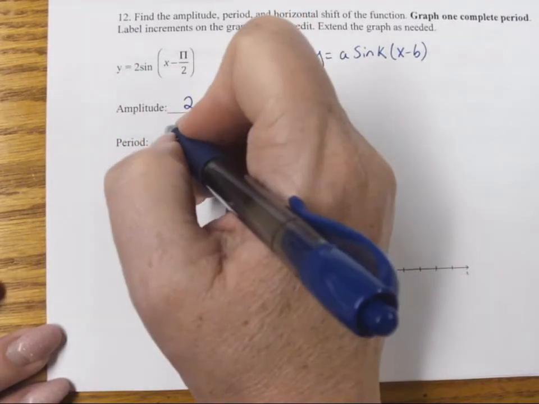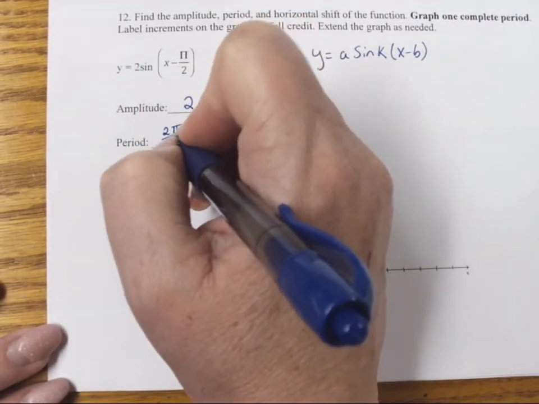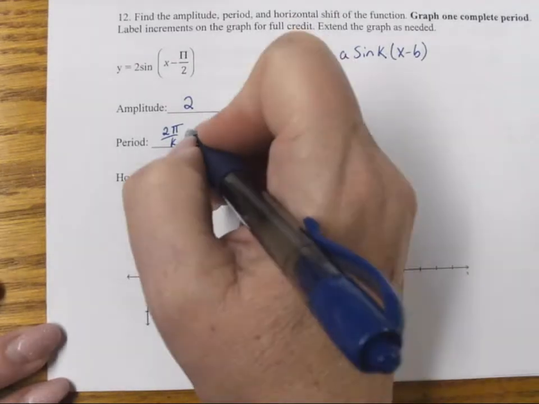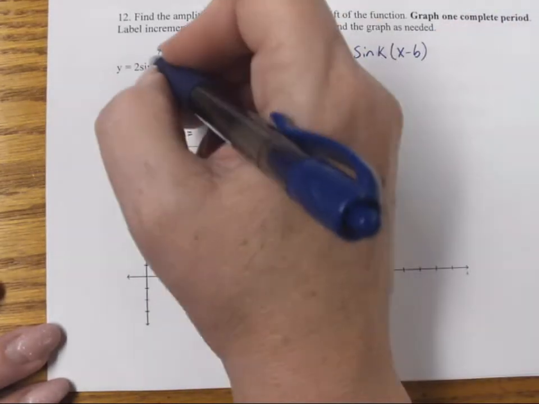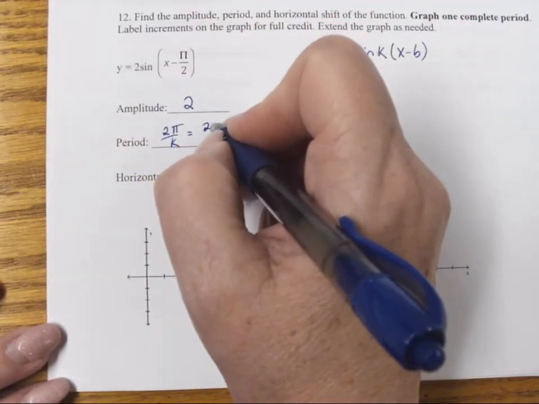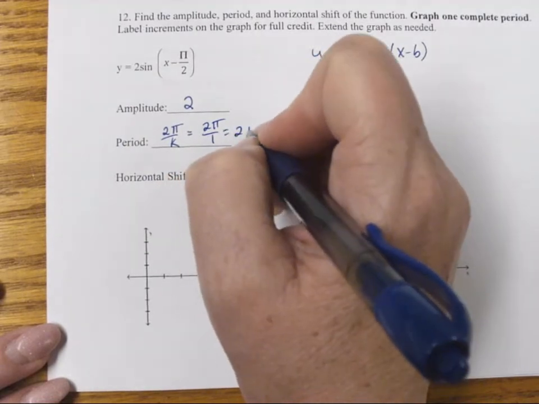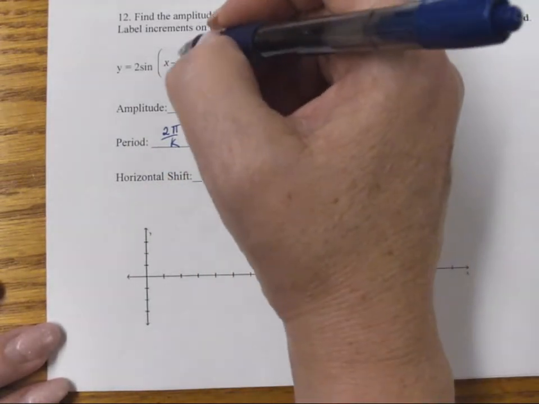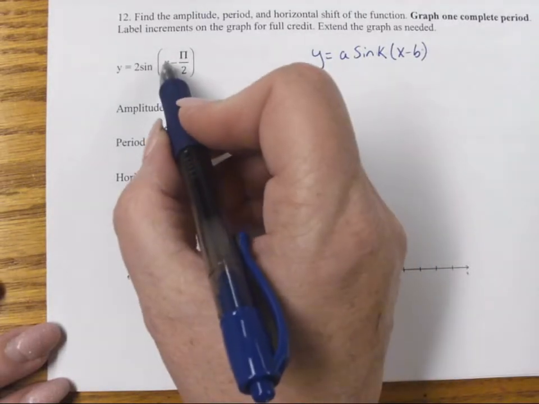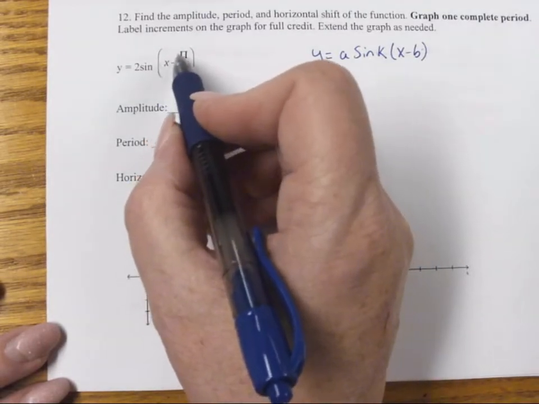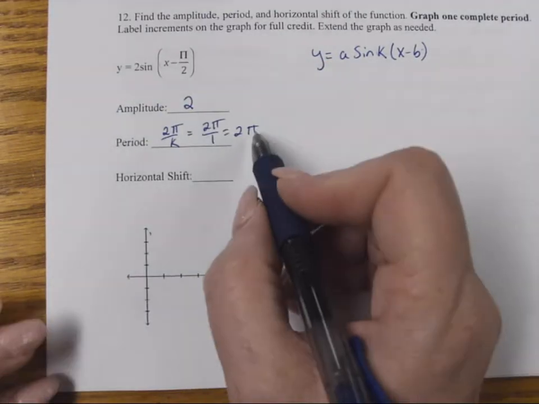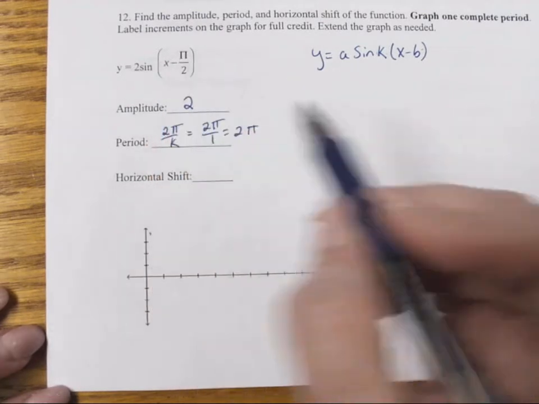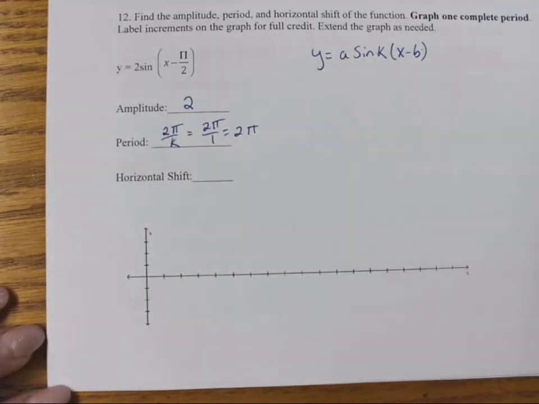Our period for sine and cosine is going to be 2 pi over K. So in this case, our K is going to be equal to 1. So that's 2 pi over 1, which is 2 pi. And our horizontal shift is the B that's right here. Now you always have to make sure that you just have a 1x, otherwise you have to factor out. But we're just looking at 1, so we're just going to look right at our horizontal shift there.